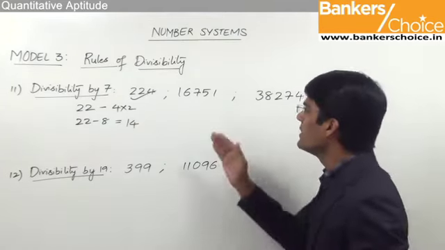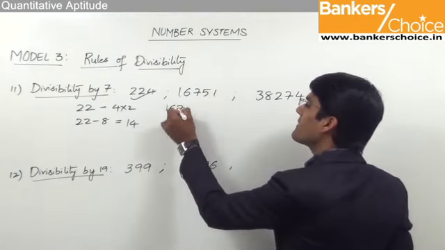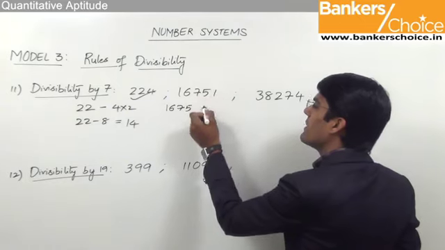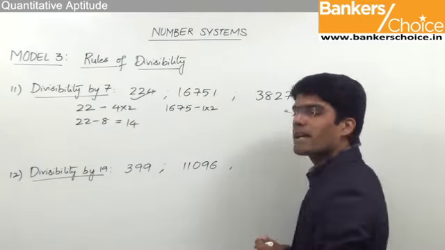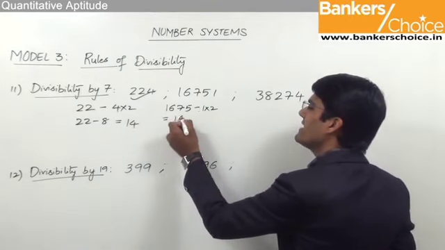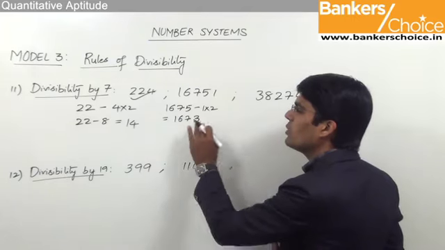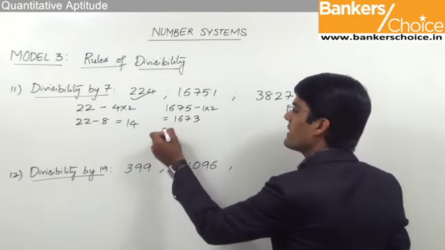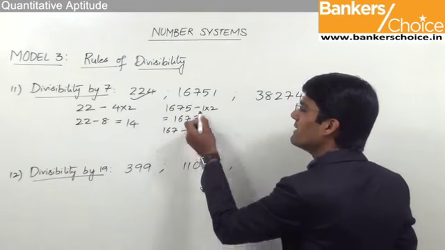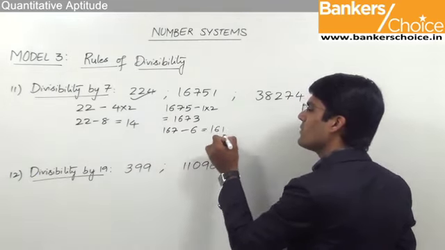So as discussed, the units place has to be separated from the remaining part. So 1675, and the units place should be multiplied with 2, 1 into 2, and subtracted from the remaining part. So what do we get? 1675 minus 2 is 1673. Again 3 has to be separated, multiplied with 2 and subtracted from the remaining part. So we get 167 minus 3 into 2, which is 6. 167 minus 6 is 161.